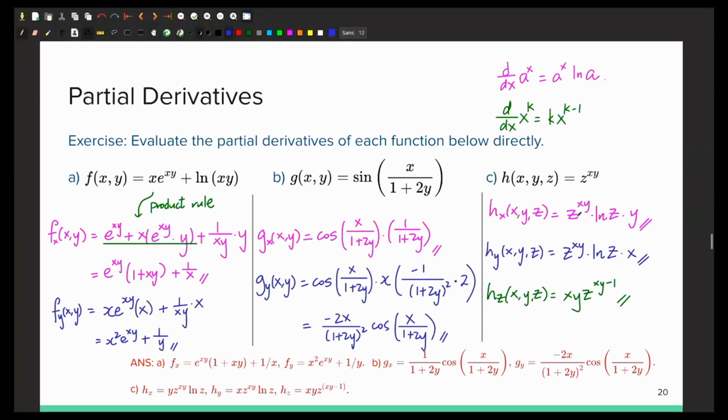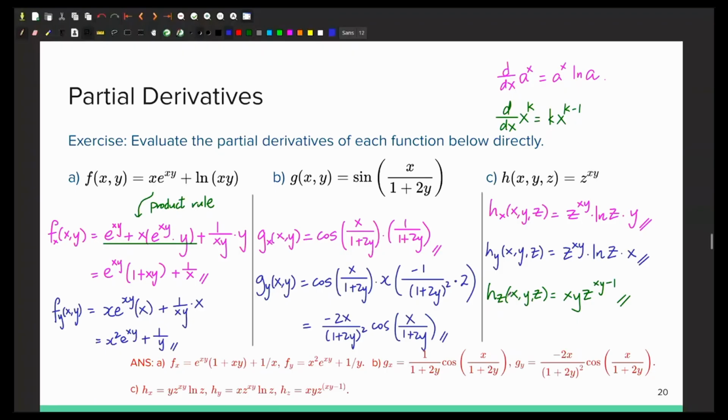So you just put back z to the power of xy. Now what's the base? The base is z, so you have ln z. Then don't forget, because your exponent is xy, you've got to use the chain rule: differentiate xy with respect to x, so you are left with y. Then h sub y, same thing. It's just that z is still a constant, and now x becomes the constant. So the chain rule is going to give you x as the last term.